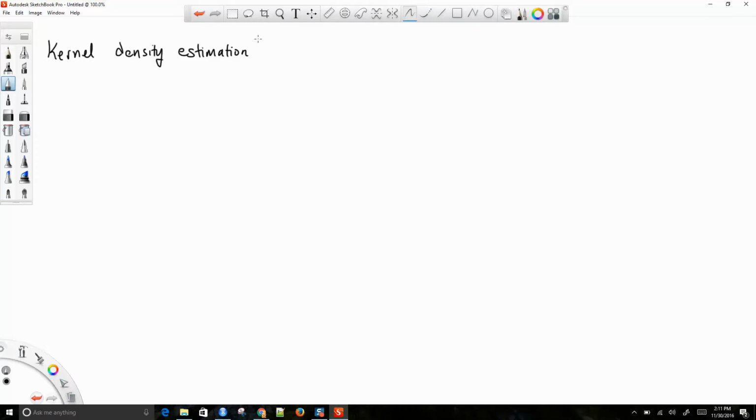Okay, and we've already seen the usage of kernel density estimation when we were talking about some bootstrap estimates, and we were creating these density plots at the end. It's implemented in R using the function density. And this is kernel density estimation.